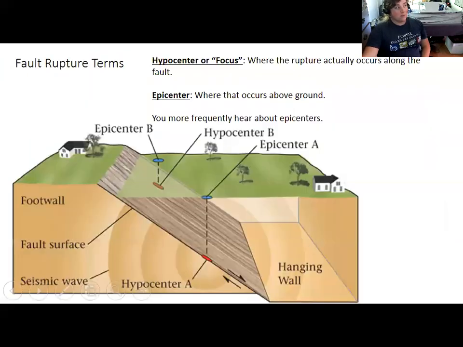So then let's talk a little bit more about earthquakes themselves and how they manifest. The hypocenter, or the focus of an earthquake, is going to be where the rupture is actually occurring inside the earth along the fault. And this is important to consider. For a lot of earthquakes, the hypocenter is very likely not going to be right at the surface.